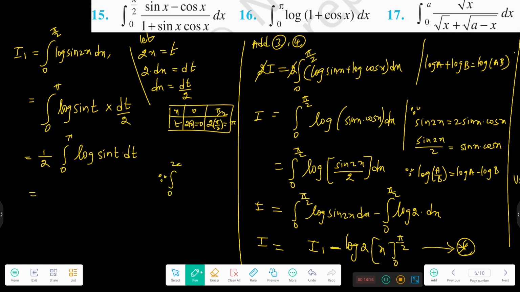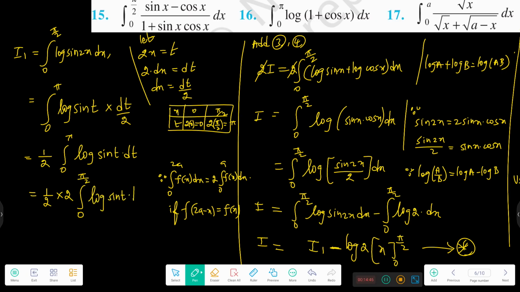The integral from 0 to 2a of f of x dx is equal to 2 times the integral from 0 to a of f of x dx. When is this applicable? If f of 2a minus x is equal to f of x. This we already checked, log pi, no change, like that in the previous page. So directly I can write 2 times the integral from 0 to half of this, pi by 2, of log sin t into dt. Now this 2 cancels. Now you just see, children, what this actually is.